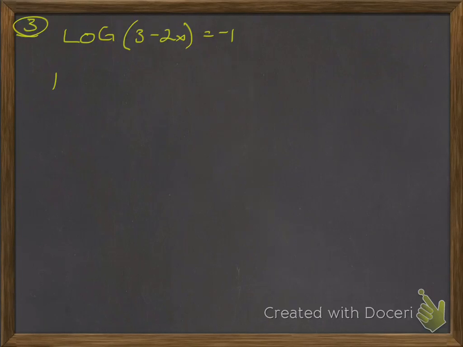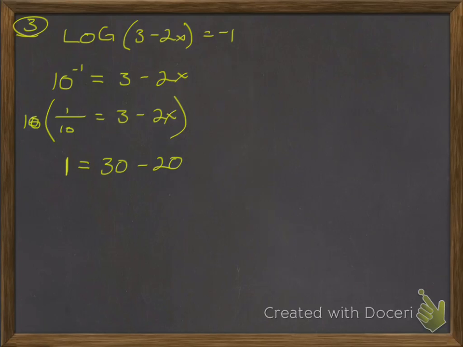So here I have 10 raised to the negative 1 is equal to 3 minus 2x. 10 raised to the negative 1 becomes 1 over 10. Remember, because a negative exponent moves to the denominator. Now, to solve this, it's going to be difficult with this fraction here. So I'm going to get rid of that fraction by multiplying by its denominator, which is 10. 10 times 1/10 becomes 1. 10 over 10, which is 1. I got to multiply it all the way through, though.